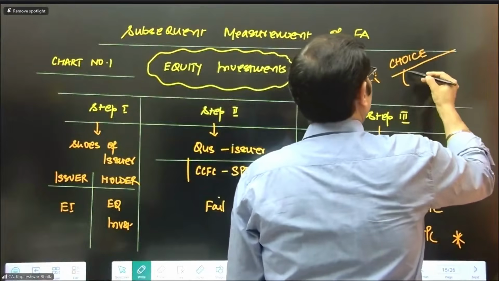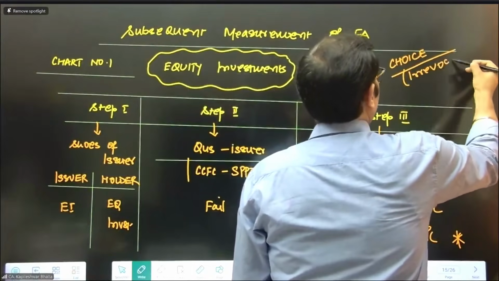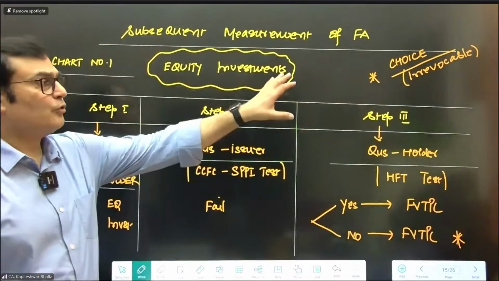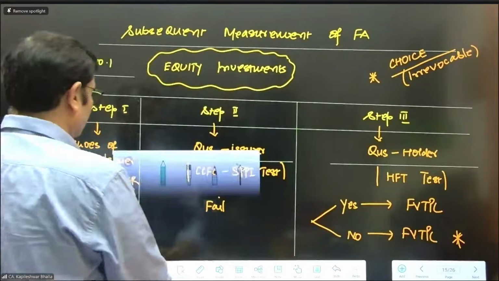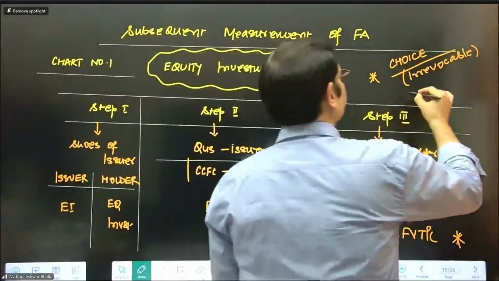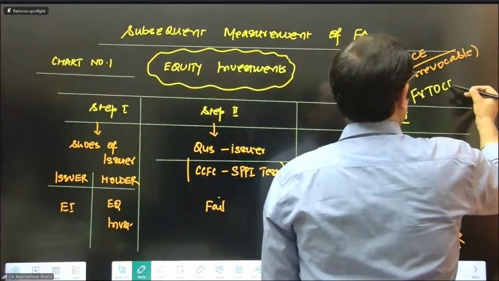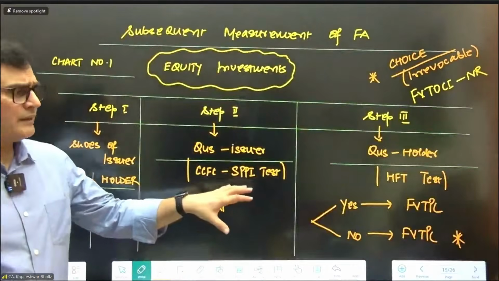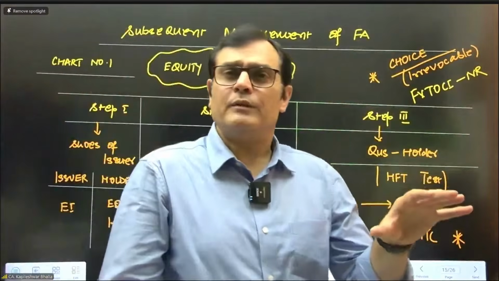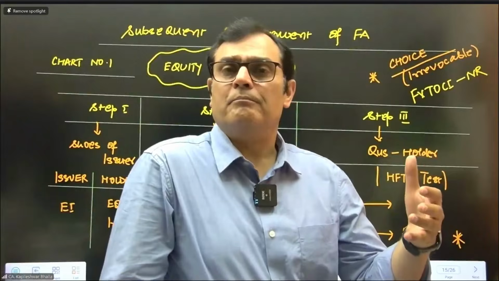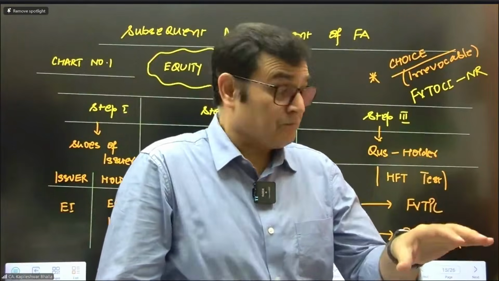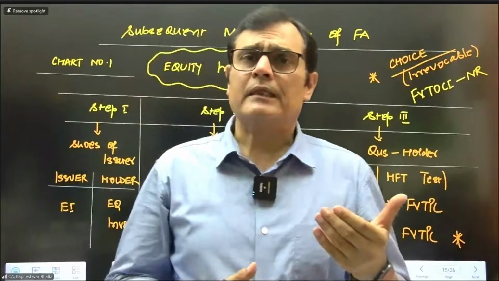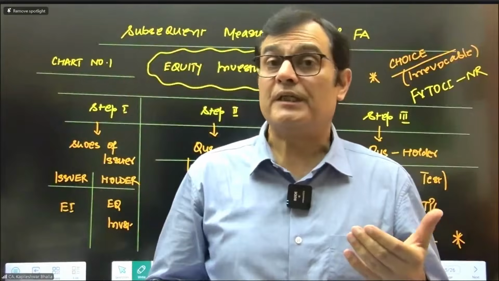And the choice is irrevocable. It's an irrevocable option where the holder may decide that I don't want to go for FVTPL, in which case he can go for FVTOCI. He can choose FVTOCI, that is with no recycling, no reclassification. So you can see one thing very clearly, that as far as equity investments are concerned, by default, the measurement is FVTPL. And if you prove that it's not held for trading, you get an irrevocable option of choosing FVTOCI with no recycling.